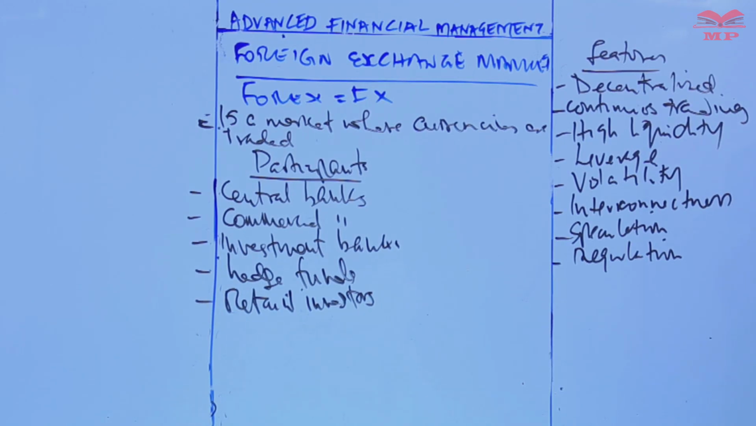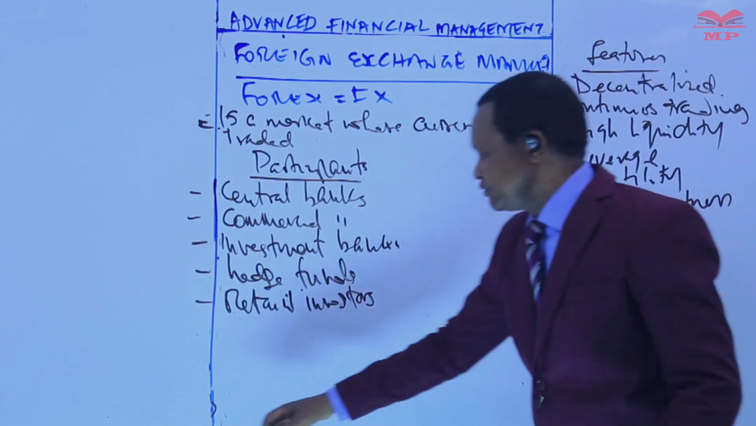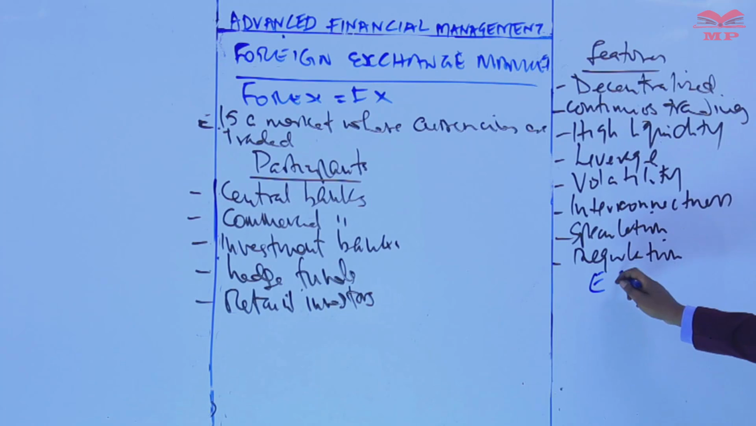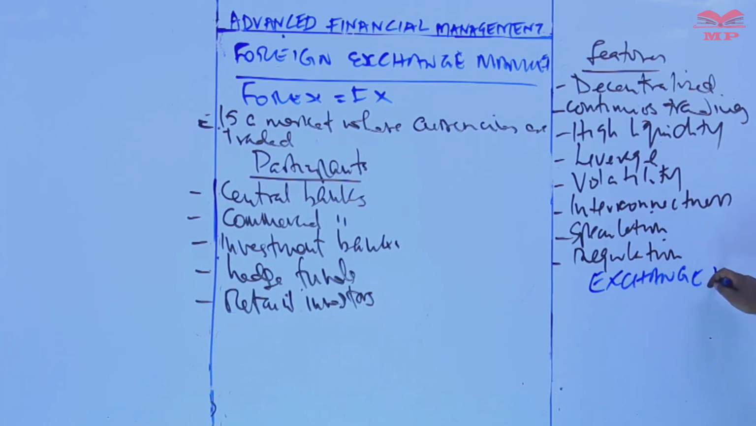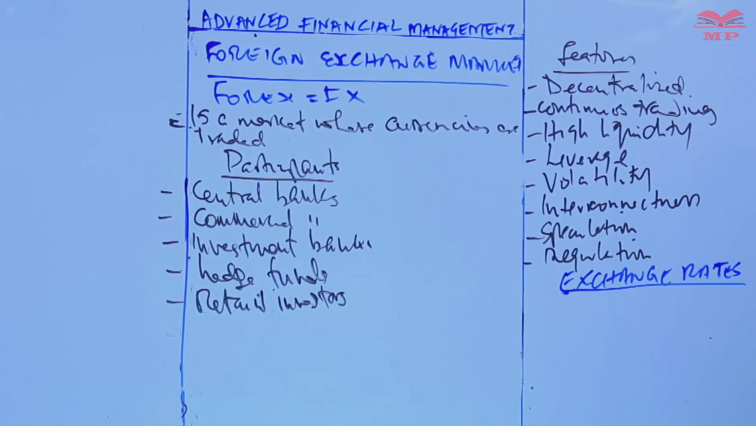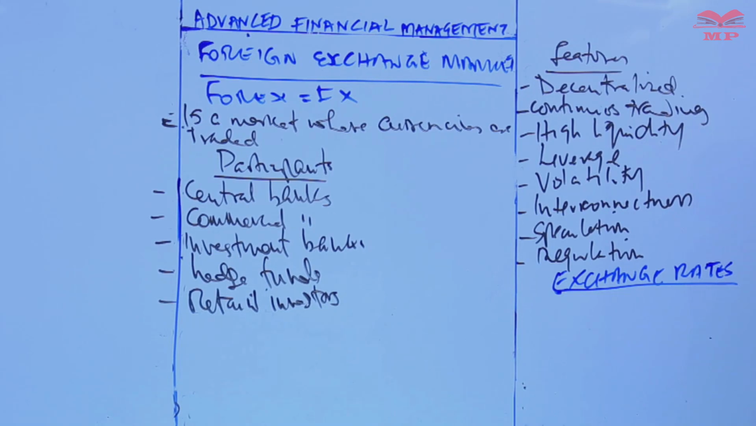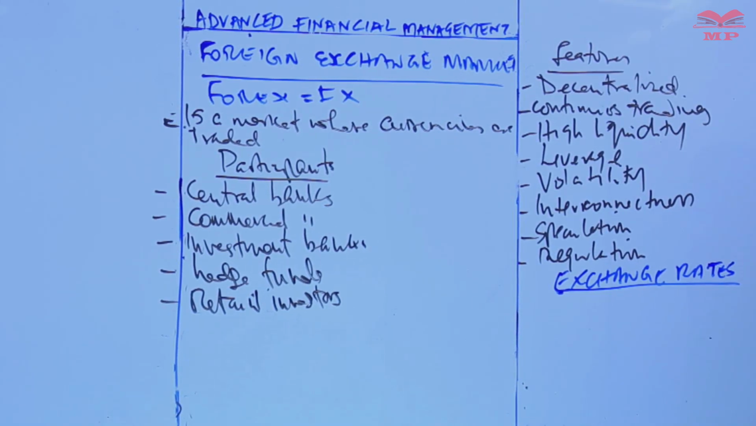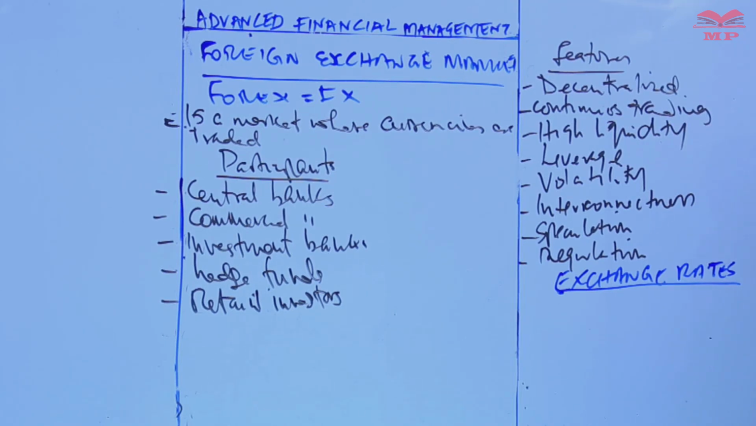Related to foreign exchange markets, we have what we call exchange rates. What are exchange rates? Exchange rates are the prices at which one currency can be exchanged for another. It is the rate at which one currency can exchange with another currency. The exchange rate is a crucial factor in international trade, in investment, in finance, and so on. And there are different types of exchange rates.